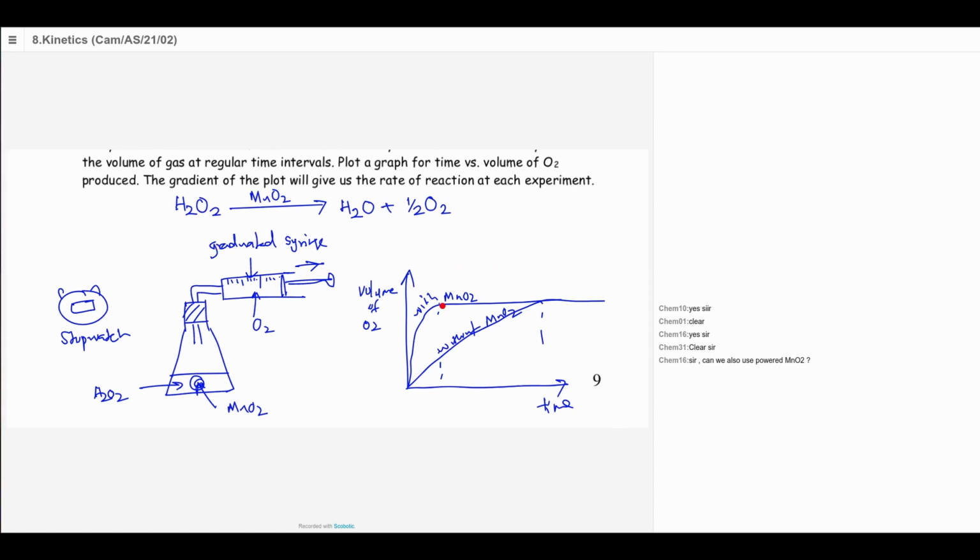Please copy this. Copy the reaction apparatus and the graph. What I have written here on the graph is with manganese dioxide, without manganese dioxide.